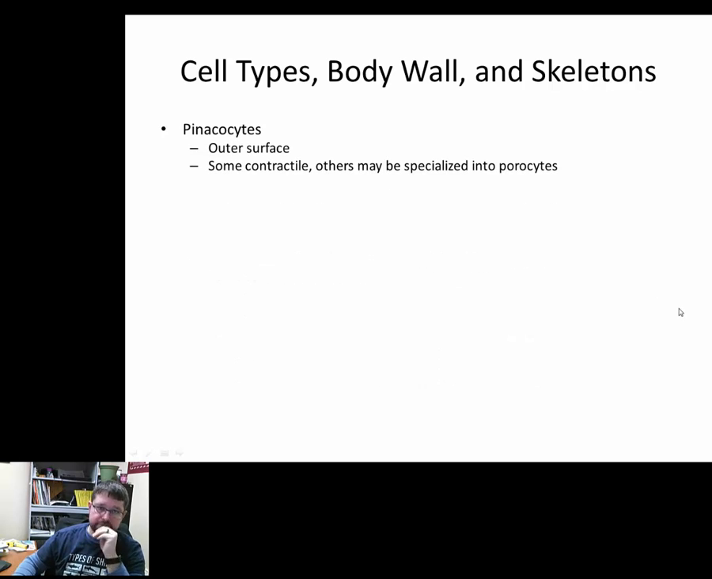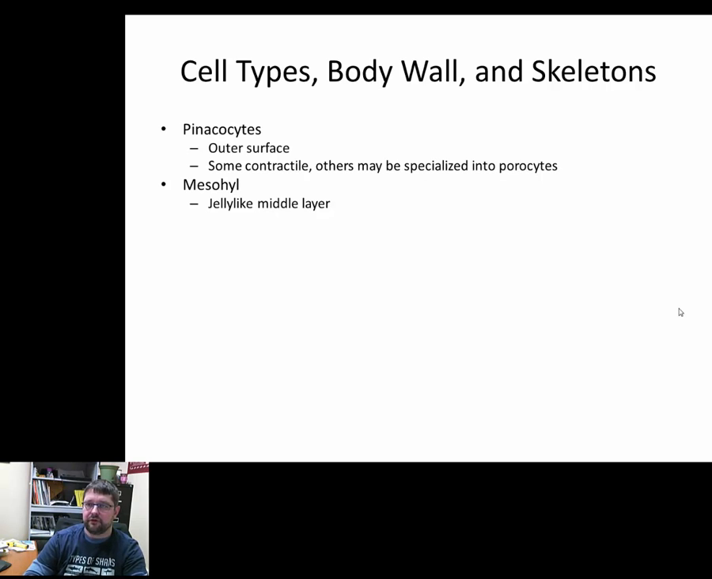Okay, so back to those cell types. The pinacocytes are the outer surface of the organism. Some have the ability to contract, close off pores, and or open up pores. And really they're associated a lot with that filter feeding mechanism. So closing off the osculum or the ostia, allowing water to flow in, shutting it off so the water can't flow in, these kinds of things. That's really the premise behind the pinacocytes.